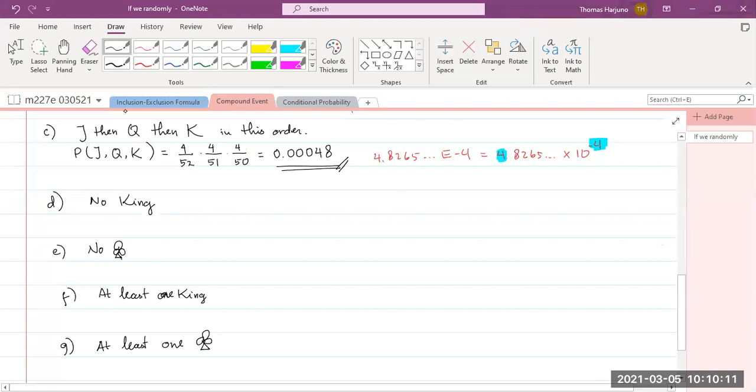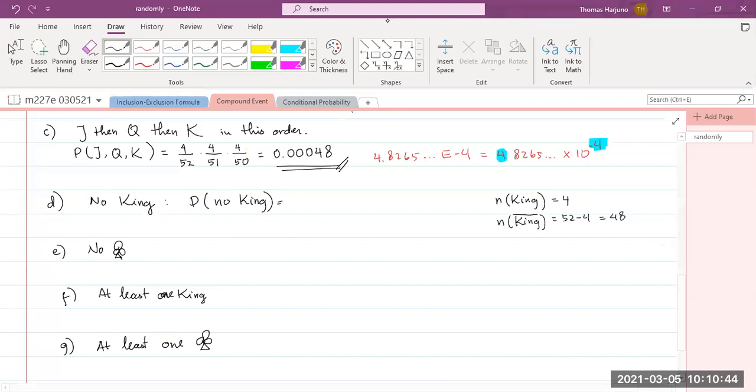Now, part D, what is the probability that of these 3 cards, none of them is a king? So before we start, let's count first. How many king cards? We know there are 4 kings out of 52, right? So the number of not king will be 52 minus 4, that is 48. Right?